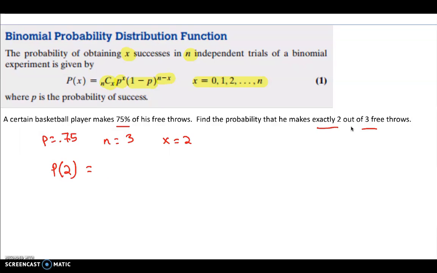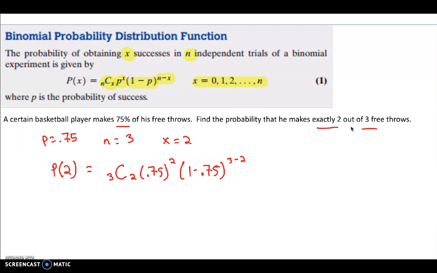Okay, so then it's N choose X, so 3 choose 2, times our probability, 0.75, raised to the x power, which is 2, times 1 minus 0.75, which is 0.25, to the 3 minus 2 power.